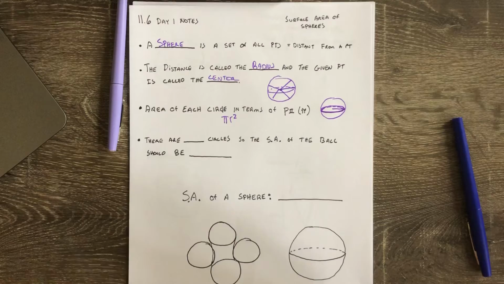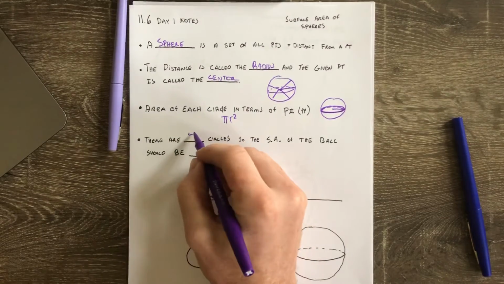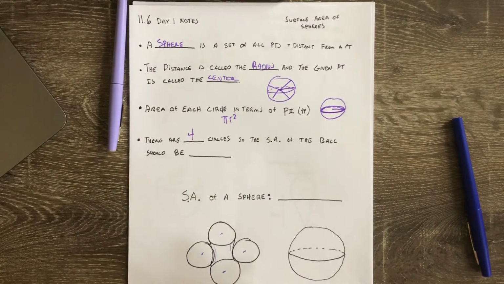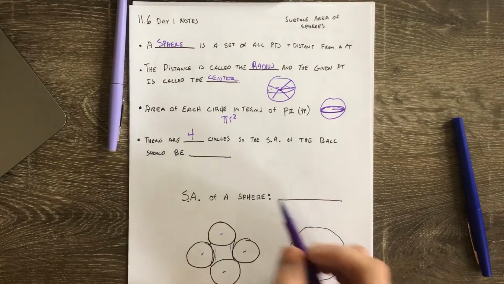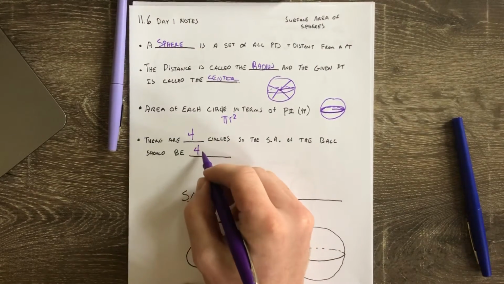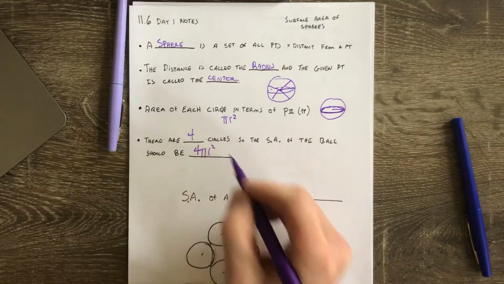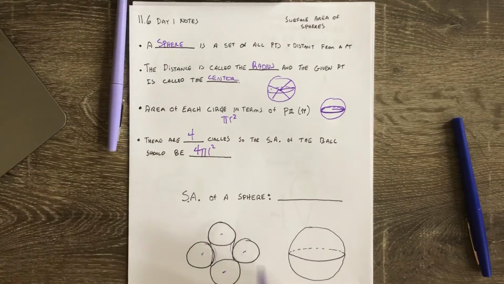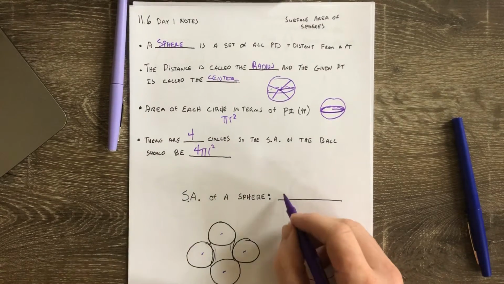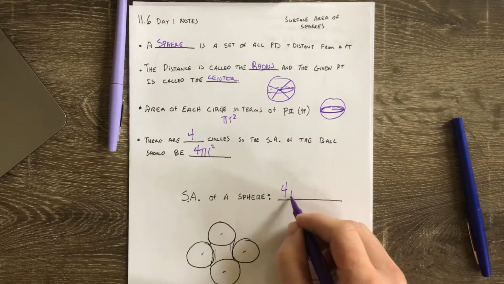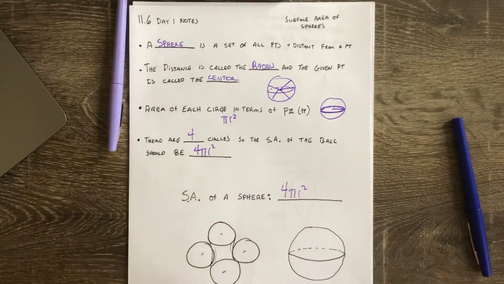And if I take that ball and cut it up into sections, there should be 1, 2, 3, 4 sections. So there should be 4 different circles, and I want to add them all together. So the area is going to be 4 pi r squared. That means the total surface area of any sphere is 4 times the area of one of the great circles.